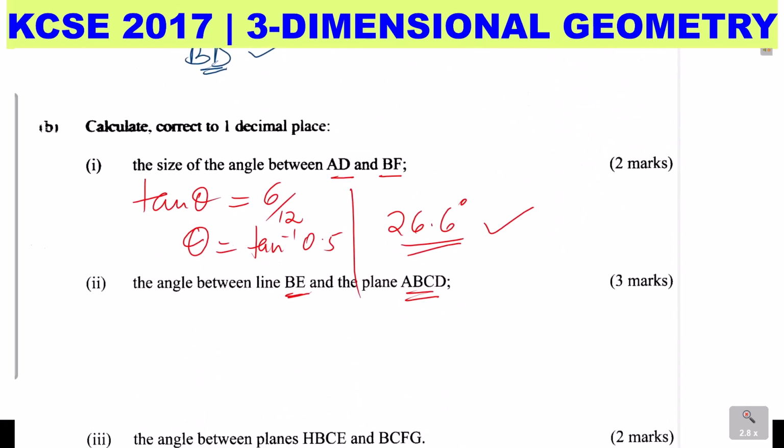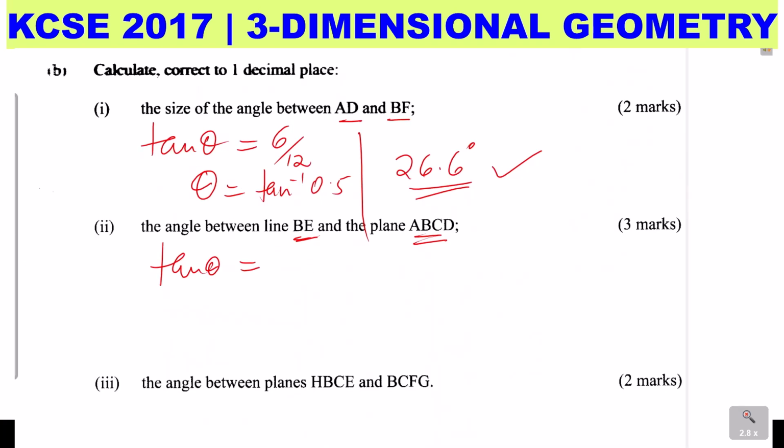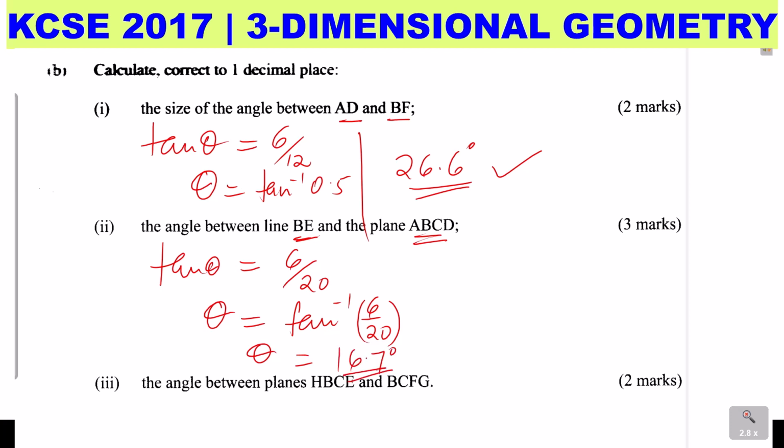So therefore, tangent of theta is equal to opposite over adjacent. Opposite is 6, adjacent is 20. So theta, you get it by getting the tan inverse of both sides: the tan inverse of 6 divided by 20. And correct to one decimal place, this will give 16.7 degrees. So that is part 2.